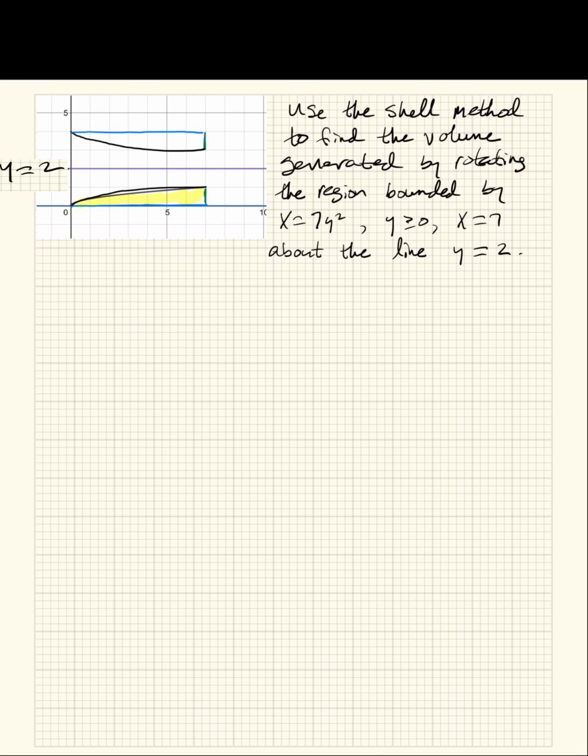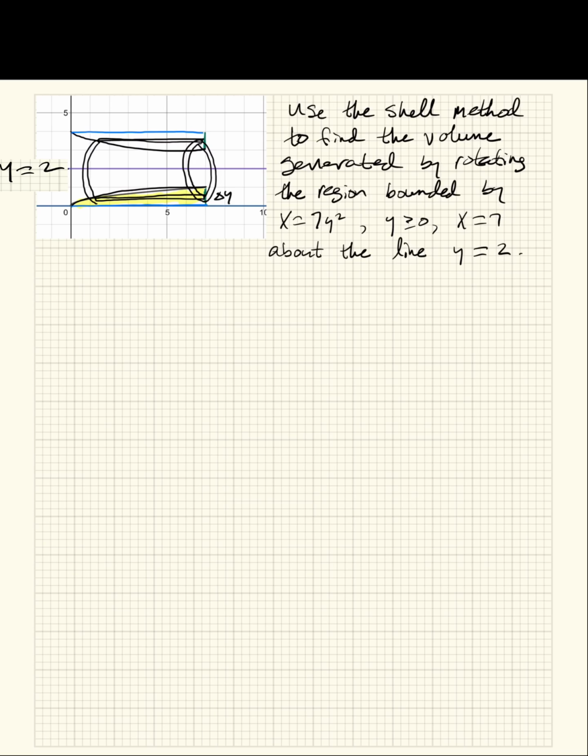Okay, and we're supposed to use the shell method. Now what that means is that we will draw a section that will be parallel to the axis of rotation. And so we would have a rectangle that looks something like this. And then if I rotate it around that line y equals 2, we would wind up with a shell that would look something like this. And the thickness of that shell is going up and down, so that's going to be a delta y. So we know that our variable of integration, and therefore the variable that we're going to have to describe all these functions in, will be y.